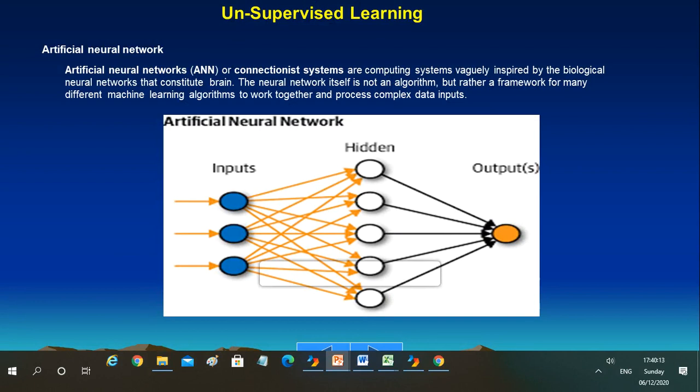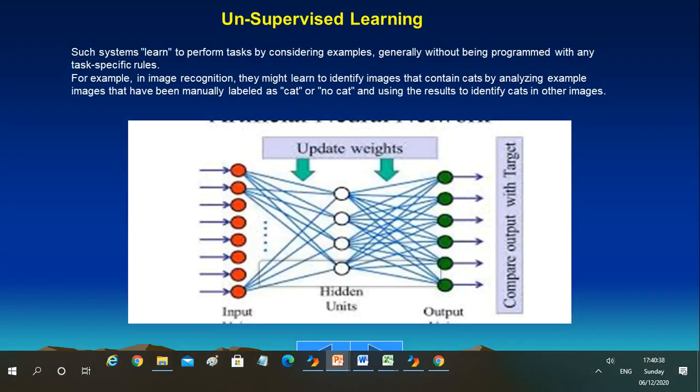Now, artificial neural networks, ANN, or connectionist systems are computing systems vaguely inspired by the biological neural networks that constitute brains. The neural network itself is not an algorithm, but rather a framework for many different machine learning algorithms to work together and process complex data inputs. Such systems learn to perform tasks by considering examples, generally without being programmed with any task-specific rules. For example, in image recognition, they might learn to identify images that contain cats by analyzing example images that have been manually labeled as cat or no cat, and using the results to identify cats in other images.